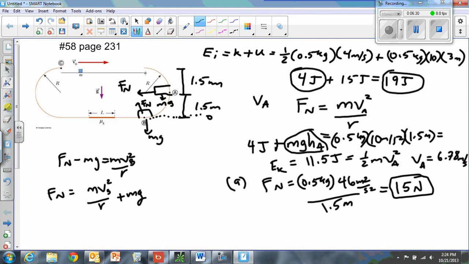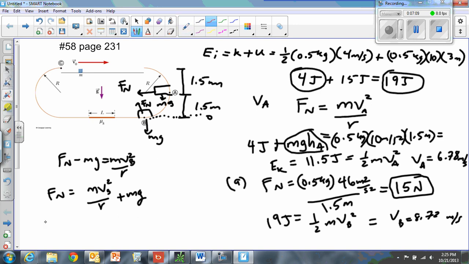But when it falls from here all the way down to B, 4 joules is still kinetic, plus the 15 joules that was potential is now kinetic. It's all kinetic, which is 19 joules. So I just say 19 joules equals 1/2 mv_B squared. I'll let you do the math, but v_B squared is basically 76, or v is equal to 8.72 meters per second. It's probably rounded values.